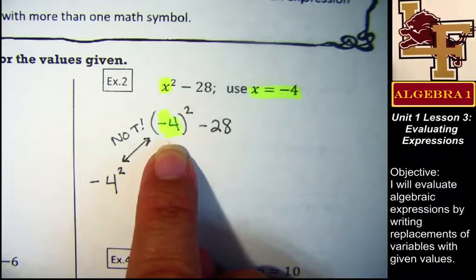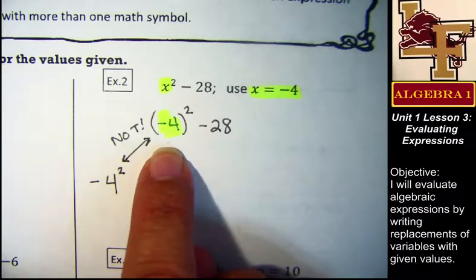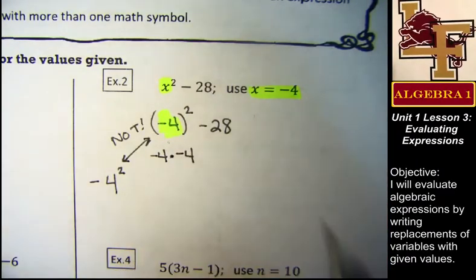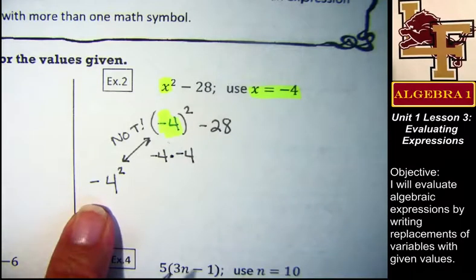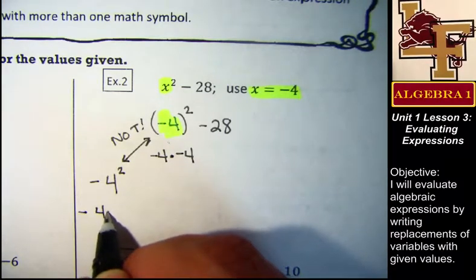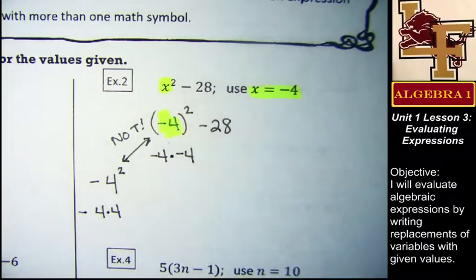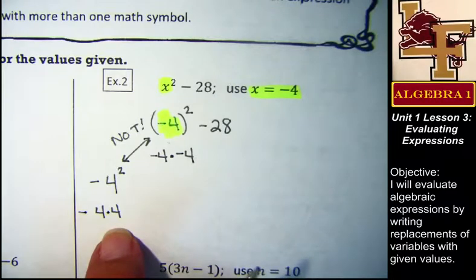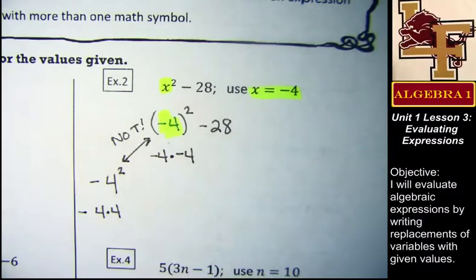Yes? Okay. This one here, negative 4 squared, means negative 4 times negative 4. This one, negative 4 squared, means take the negative of whatever you get when you do 4 times 4. So this one means 4 times 4, and then smack the negative onto it. And this one is square negative 4. Okay?